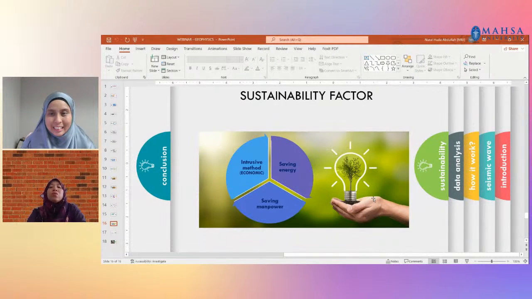Next, we go to the sustainability factor. From the sustainability factor, we can identify that it is very energy saving and saves manpower. It is also a non-intrusive method because it does not disturb the subsurface area, and it is easy to do the field testing actually.